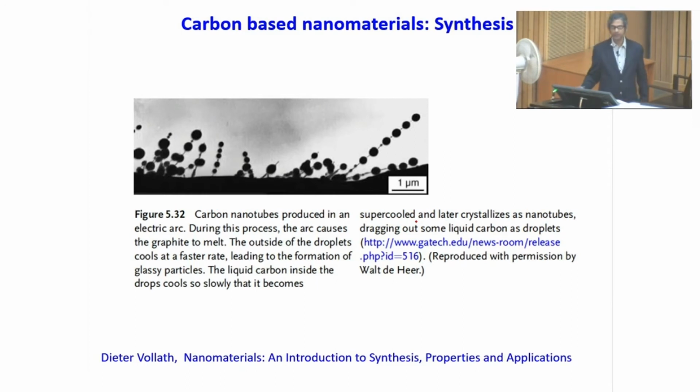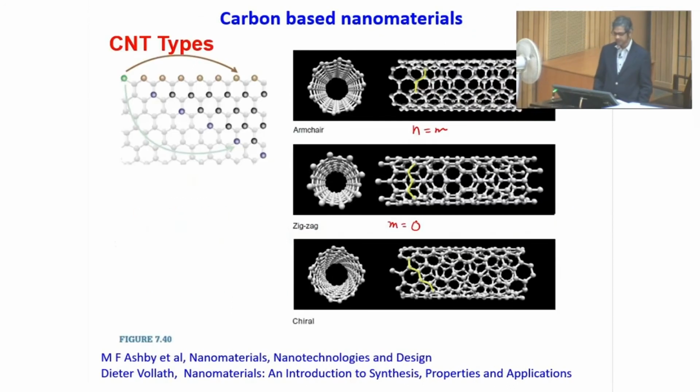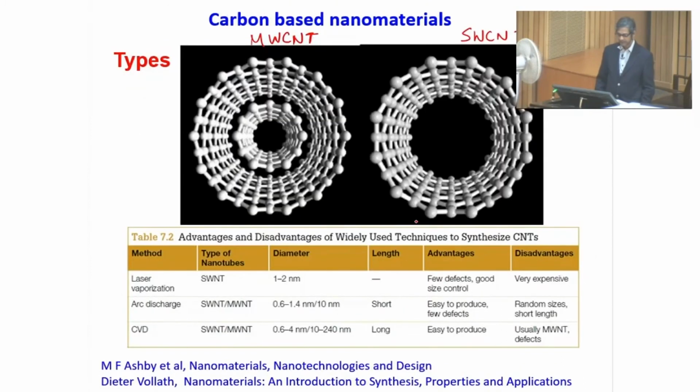So, carbon nanotubes are produced basically by this arc discharge method. You can also produce them by, as I discussed in some slide back, laser vaporization also.